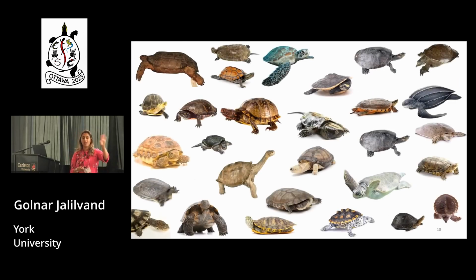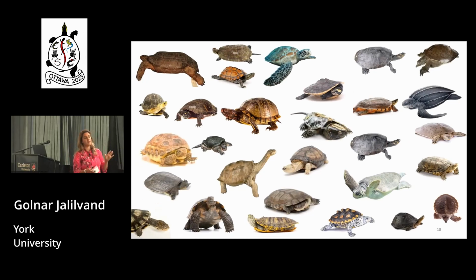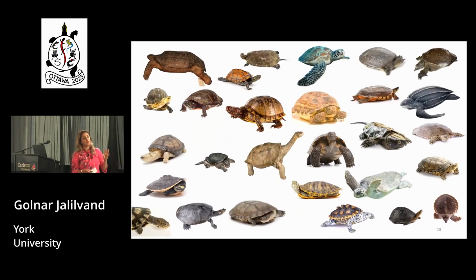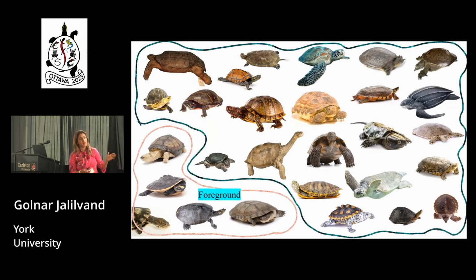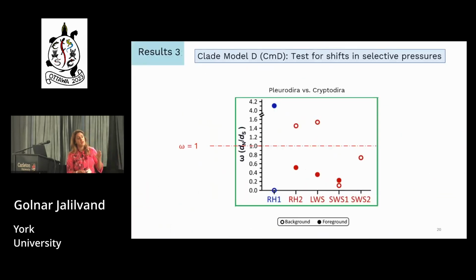For the clade model, we had these 29 species of turtles. We grouped them with Pleurodira as a foreground partition and Cryptodira as a background partition. This is the result. You can see omega for RH1 in the foreground, which is the blue filled circle for RH1 in Pleurodirans, is higher than 1, meaning that it is positively selected.